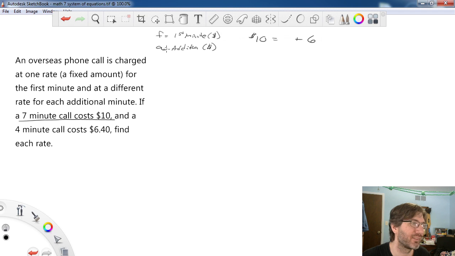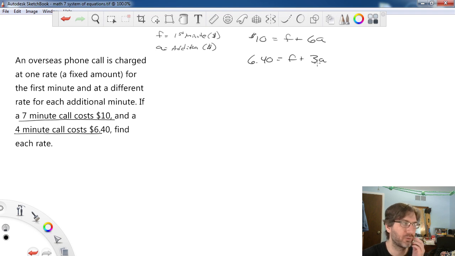So that'll be F, and that'll be A. So F plus A. This will be our first equation. Our second one is a 4-minute call for 6.40. So 6.40 is going to equal your first minute plus 3 more additional minutes. So be careful with the numbers here.